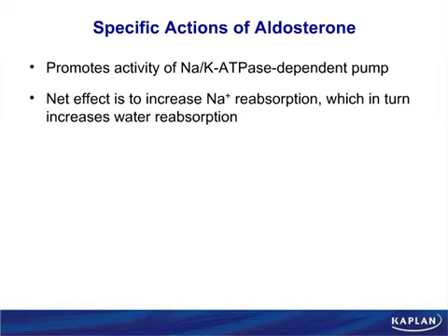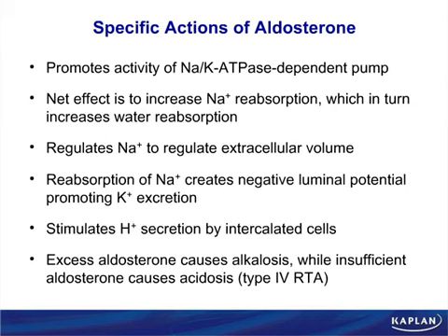The other thing is that the volume expansion stimulates atrial natriuretic peptide, so you excrete sodium and water from the kidney. This regulates our extracellular volume by using sodium. Also, when you're absorbing all these cations, it makes the lumen negative, and that negative lumen literally yanks the potassium out of you through the principal cells.